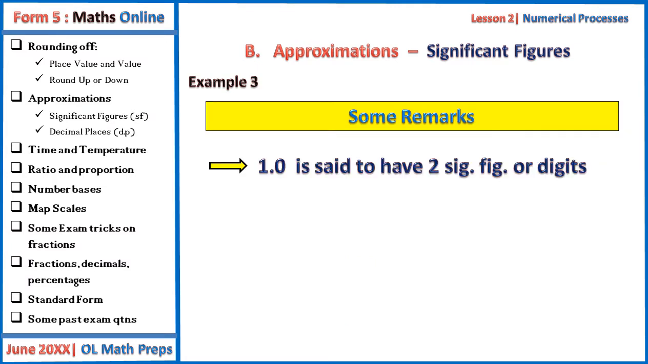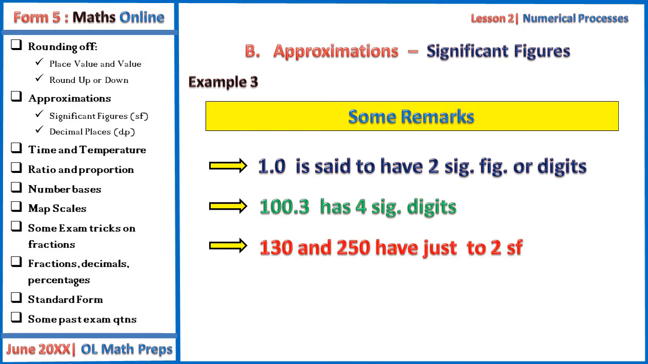Some remarks. Note, you must be very, very careful. 1.0 is said to have two significant figures or digits, or expressed to two significant figures. 100.3 has 4 significant figures or digits. This is where you should take note where I have written in red. 130 and 250, these two numbers are to two significant figures, not 3.